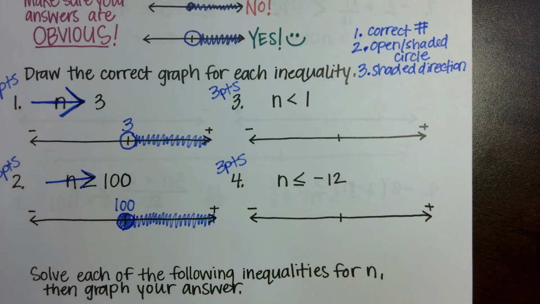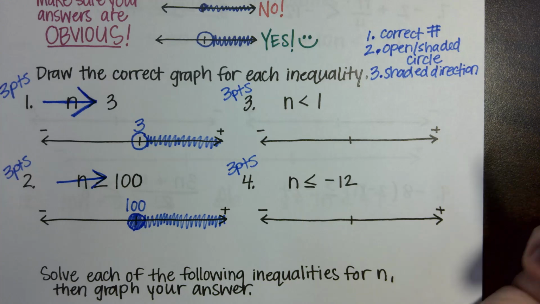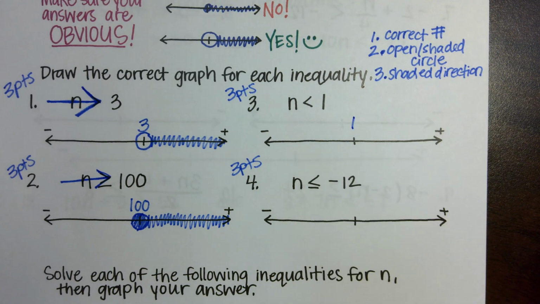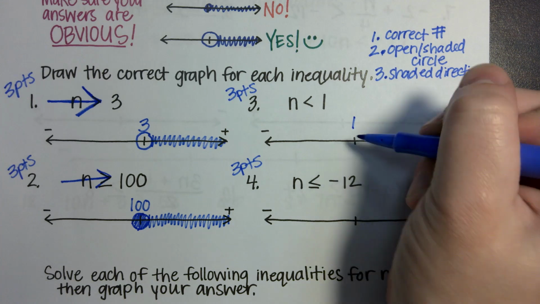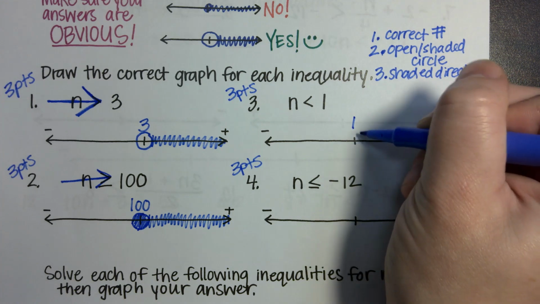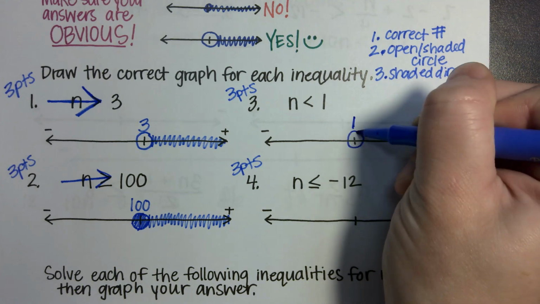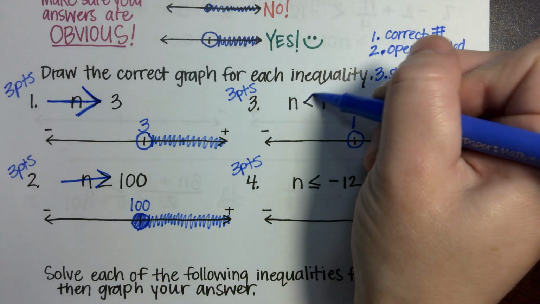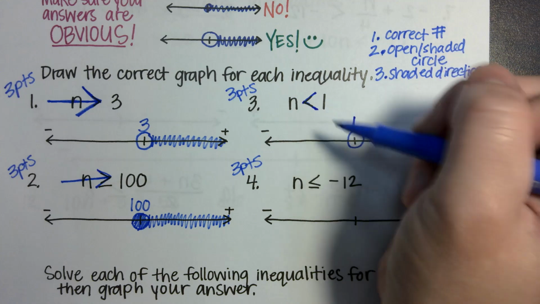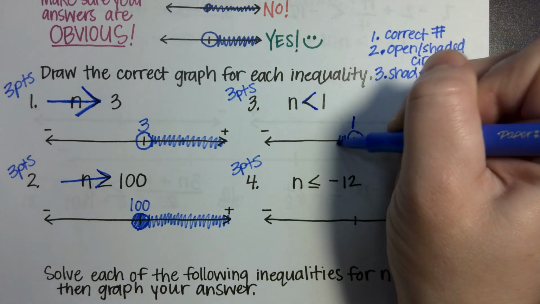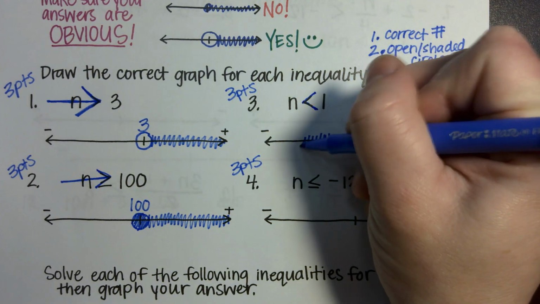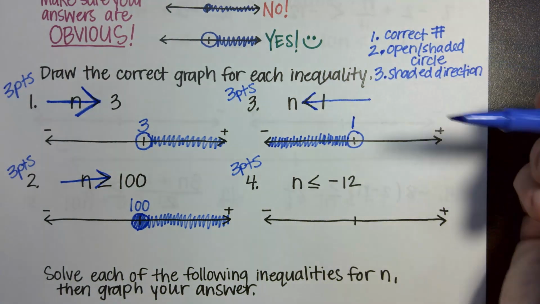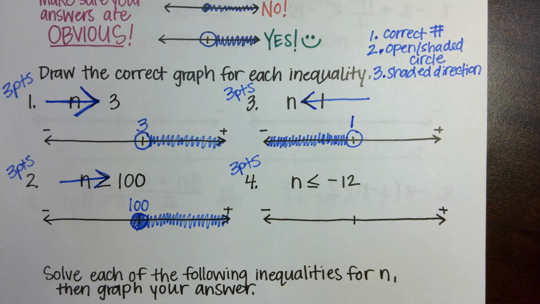Number 3. N is less than 1. How do I graph that? Above the point. Yep, label 1. How about my circle? Open circle. Shade left or right? Left. I have n is less than 1. So I want to shade where the numbers are smaller than 1, where they are less. We can also look at it like an arrow pointing in the direction that we shade.